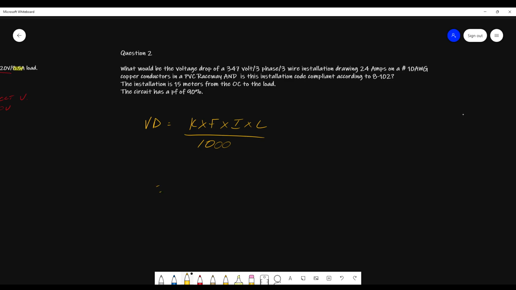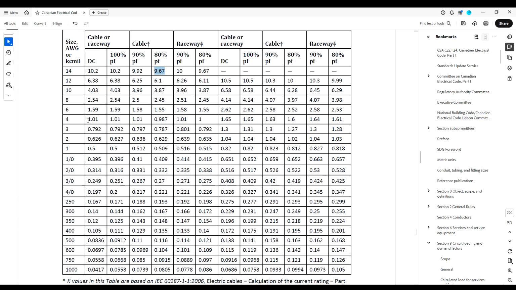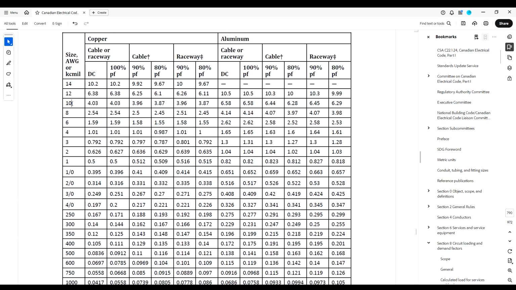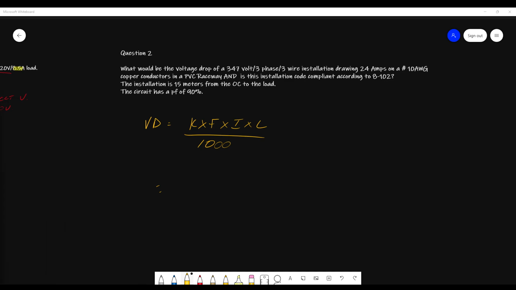So what's K? Well, let's go find out what K was. Let's keep in mind that we are using a number 10 conductor, and it's in a raceway with a power factor of 90%. Okay, so if I go down to my D3, a number 10, it's in a raceway, and I said it has a power factor of 90%. So we're going to have a K value of 3.96. Okay, in a raceway. And we're using copper. I think I mentioned copper. I did mention copper, so good. All right, so our K value is 3.96.